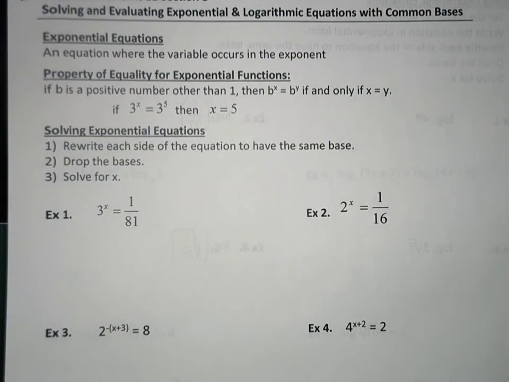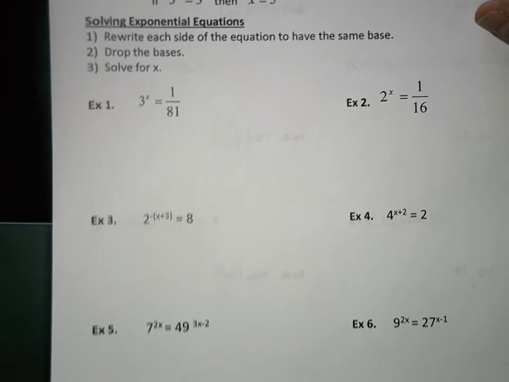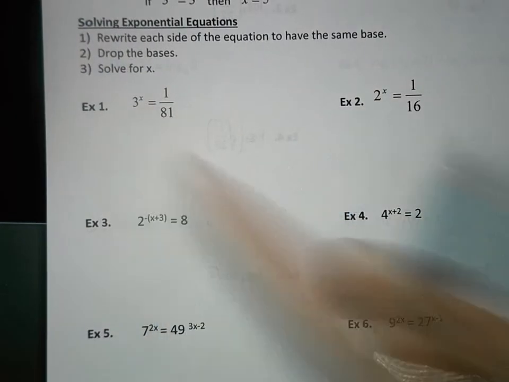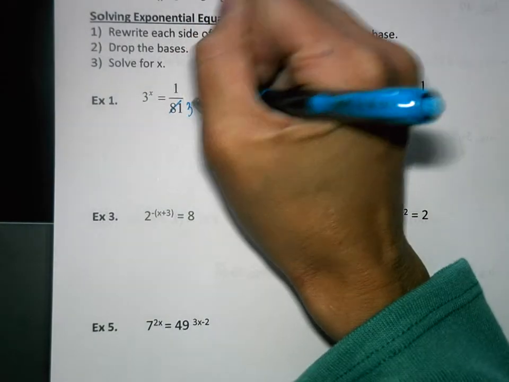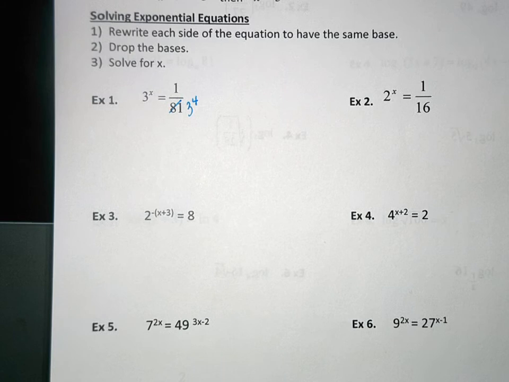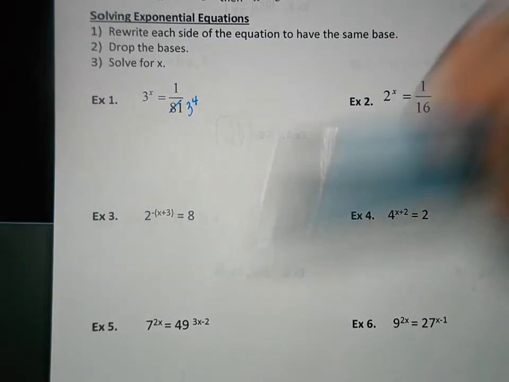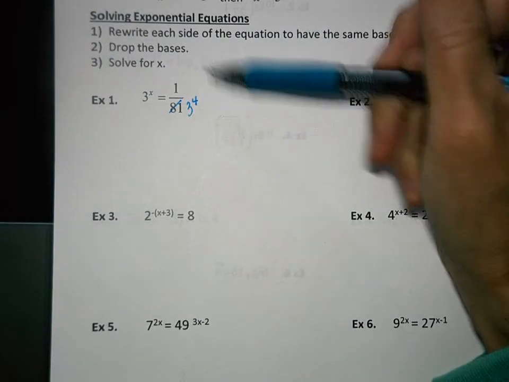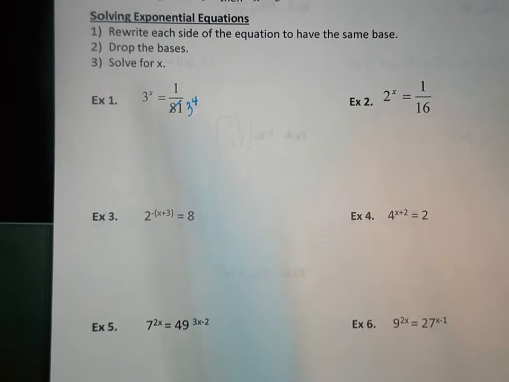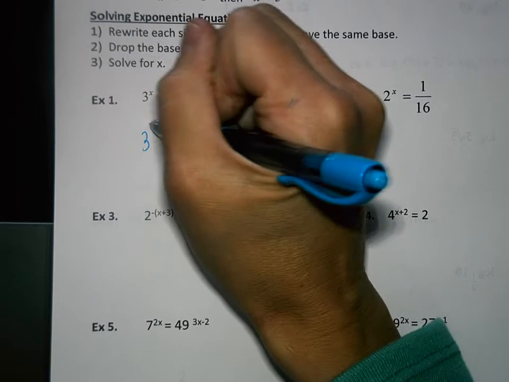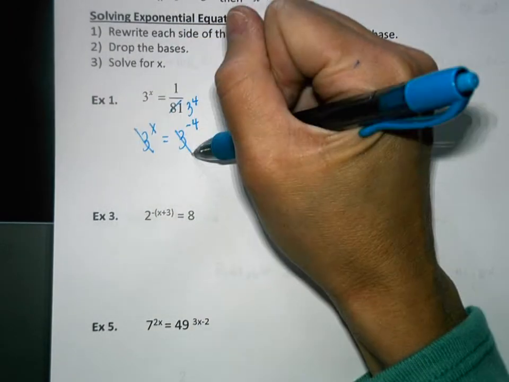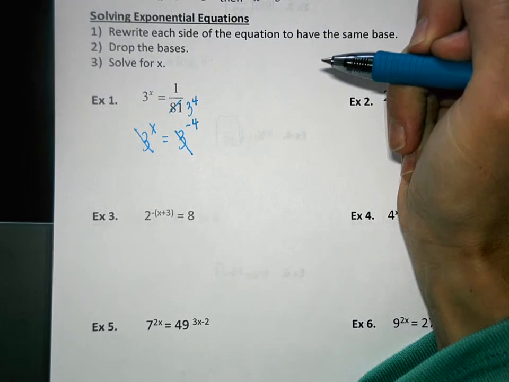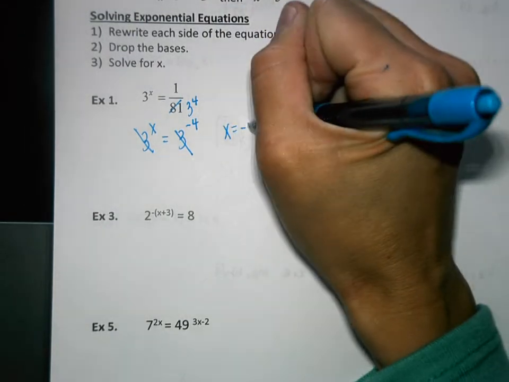So on example 1, how could I rewrite 81 so that it has the same base of 3? 3 to the negative 4. Good. So 81 is 3 to the 4th power. Do we all agree? And you could check that on your calculator if you want to. And then how do I make them so that both of the bases are at the same level? Negative. Good. So we get 3 to the x equals 3 to the negative 4th power. We can drop the bases since they're like now and they're in the same spot. And my answer is x equals negative 4.